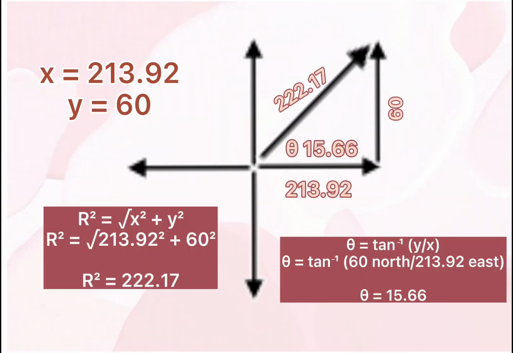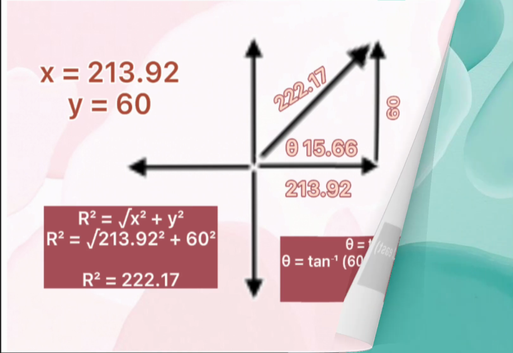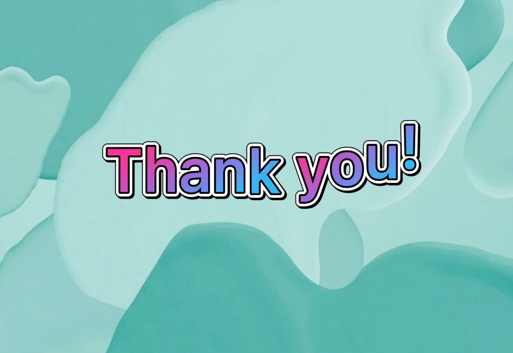Now that we have x and y, we can solve for the hypotenuse and magnitude. Find the hypotenuse by using the given numbers. R is equal to the square root of 213.92 squared plus 60 squared, which is equal to 222.17. And for the magnitude, inverse tangent of the quantity 60 over 213.92 is equal to 15.66. That's all. Thank you for listening and watching.